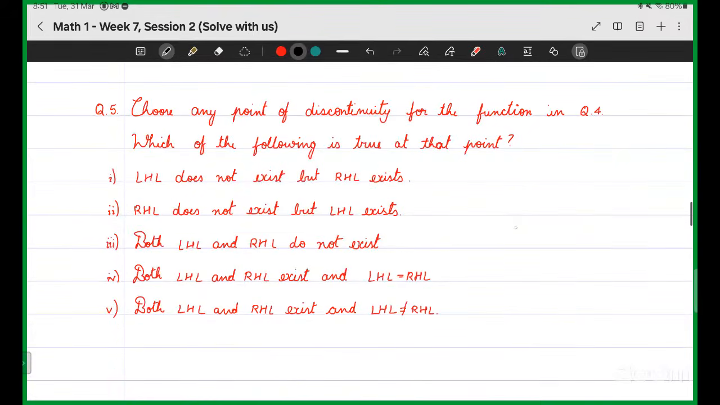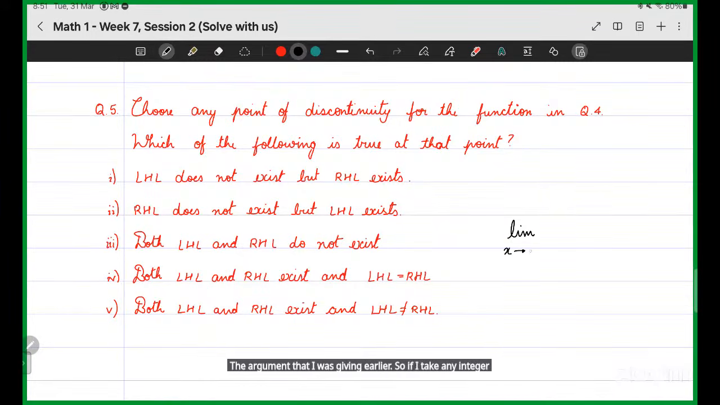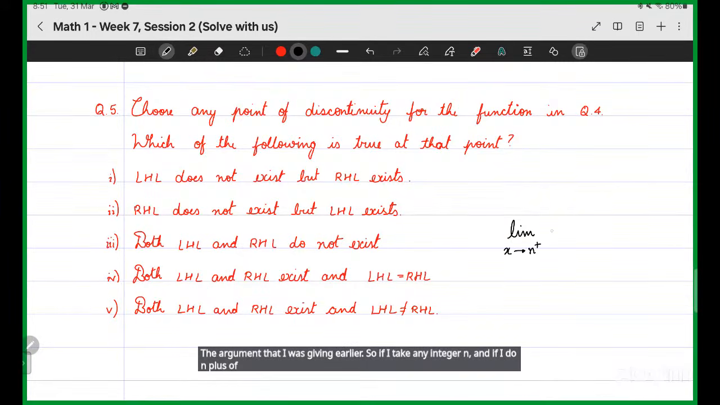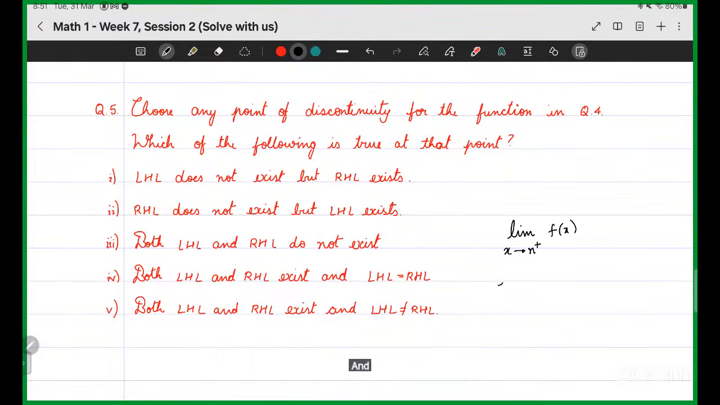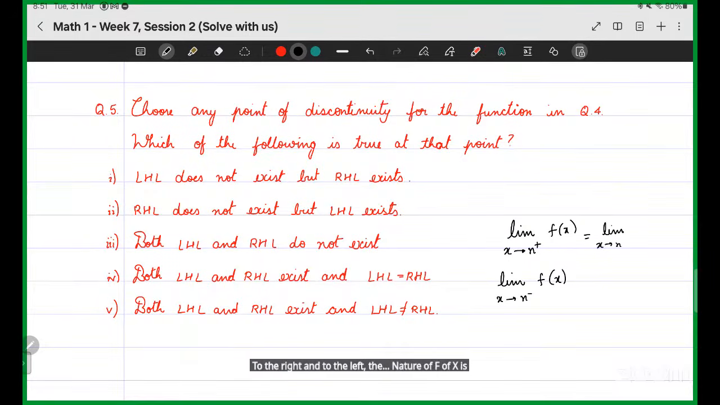As well as from the argument that I was giving earlier. So if I take any integer n, and if I do the limit of f of x as x goes to n plus, and as x goes to n minus, to the right and to the left, the nature of f of x is just as x. So this will be equal to just n. And similarly, I'll have this.